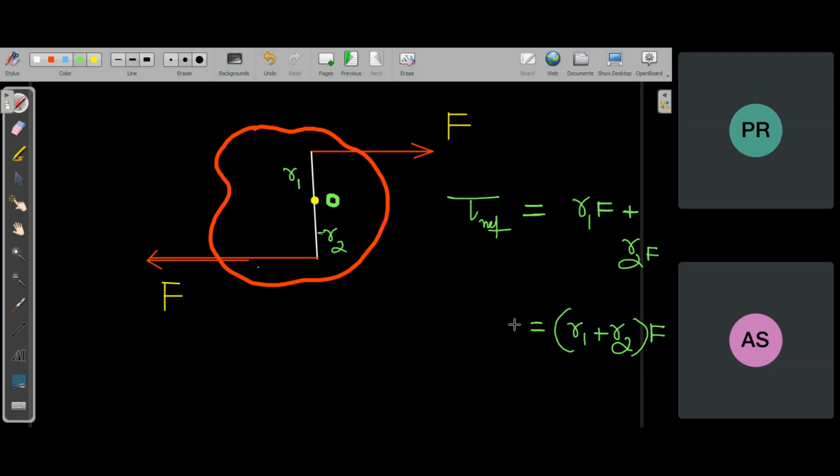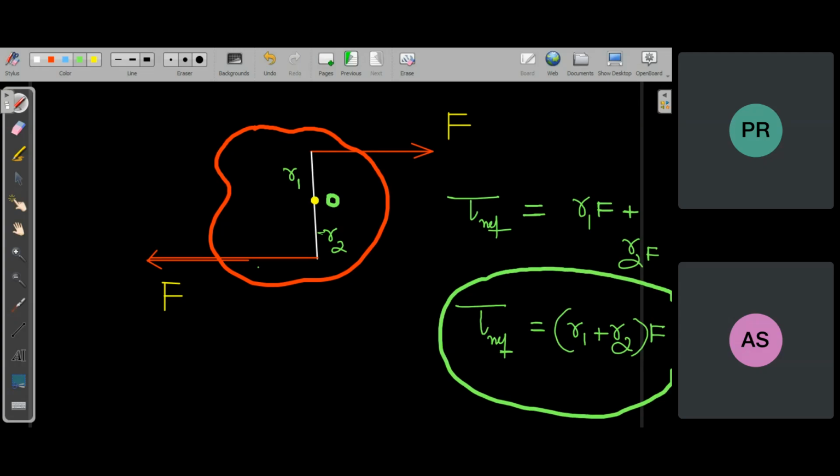Now here you will learn something very interesting. Torque due to a couple does not depend on where you are calculating this torque. This is only for torque due to a couple. Any point you take, you will always get (R1 plus R2) into F, nothing else. You can check it. Take any other point on the body, and the torque due to a couple will always be constant.